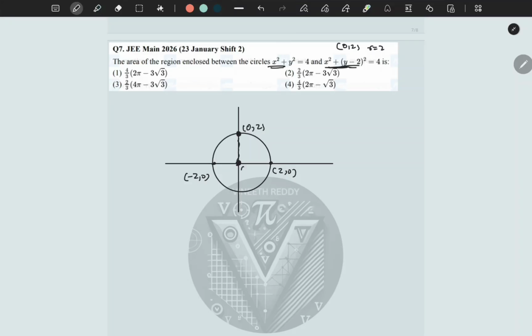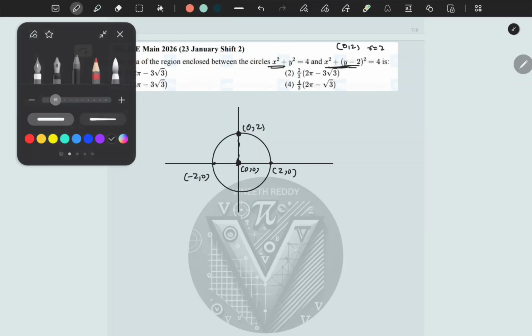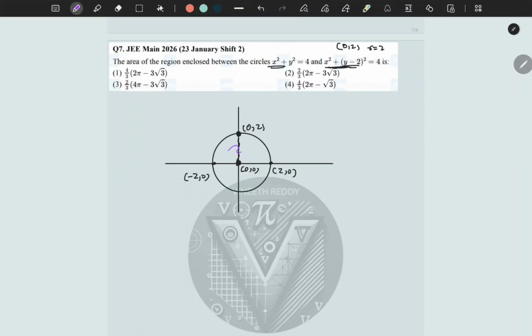So 2 units downwards. That means the circle should pass through origin and it should be something like this, right? Such that the other end of the diameter will be 0, 4, right? One end of the diameter is 0, 0 and other end of the diameter is 0, 4. I hope you are with me. And now he's asking us to find the area bounded between the 2 circles. That means this region.